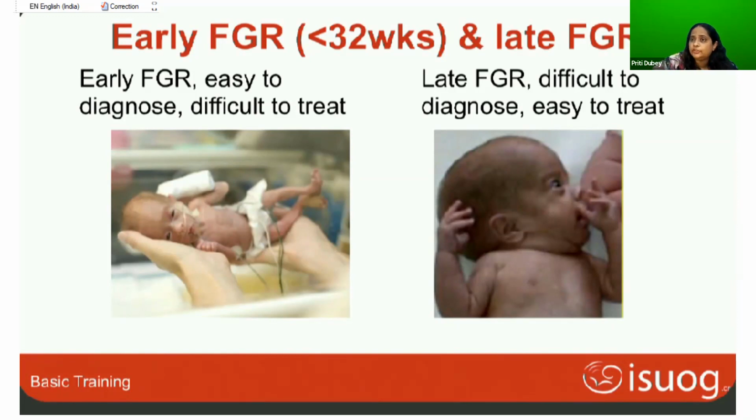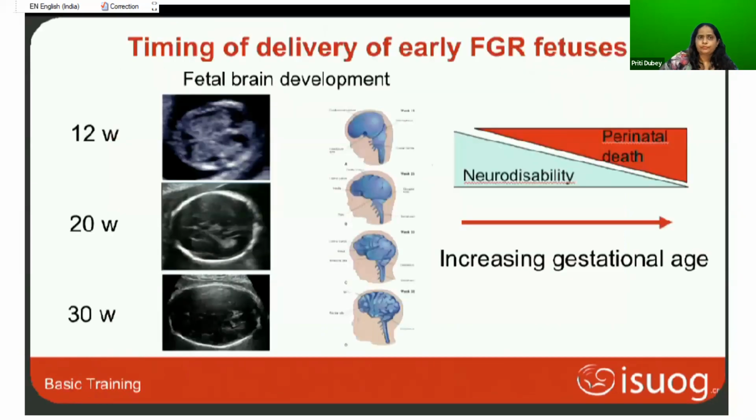Because early FGR babies are very tuned to hypoxia, they can tolerate hypoxia. But these AGA babies, those late FGR babies, cannot tolerate hypoxia and they land up in stillbirth and IUDs. So we have to be very cautious about late FGR fetuses. We have to know the difference.